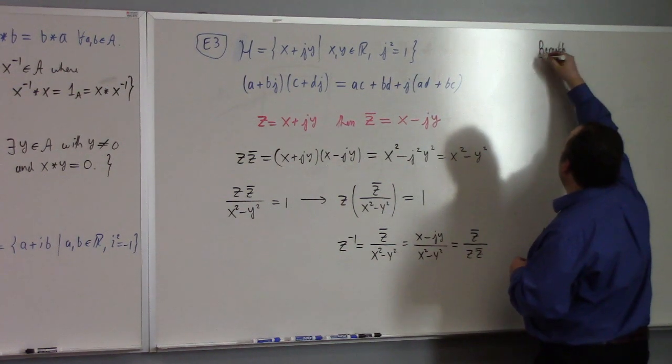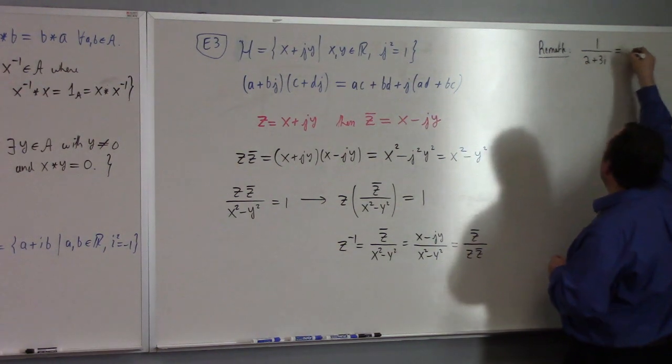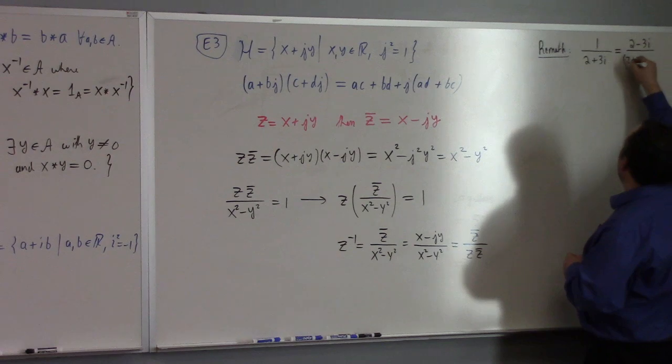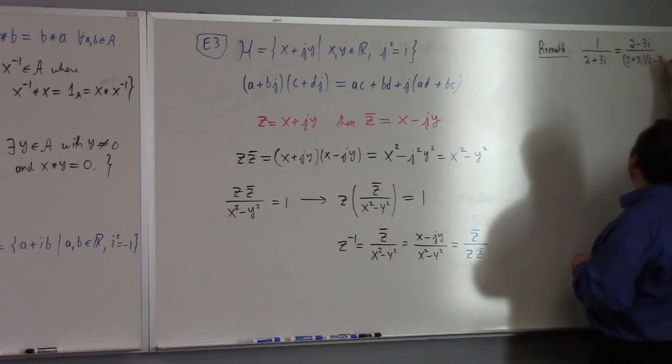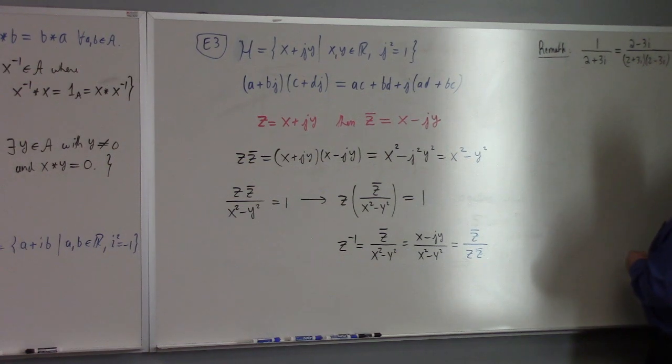I don't know if you know this, or maybe you've seen it before. Maybe it's been a while since you've seen it. But if I had 1 over 2 plus 3i, and I wanted to calculate that, the way you do that is you do 2 minus 3i over 2 plus 3i times 2 minus 3i, which ends up being 2 minus 3i over 4 plus 9, which is 13, as it happens. I'll write it this way, though, to emphasize a point here.